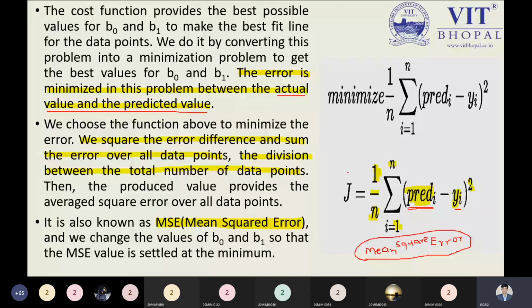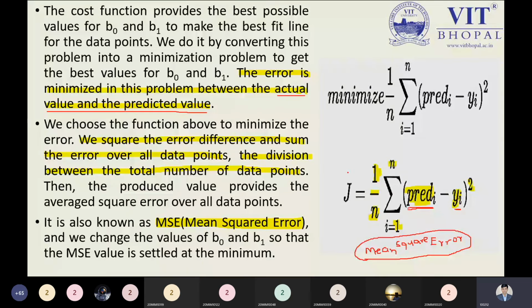So the first parameter you have to keep in mind, the first parameter of our linear regression model or any regression model by which we can evaluate, is the mean square error. Second one is the mean absolute error, and third one is the root mean square error. With the help of the practical, I will show you everything.